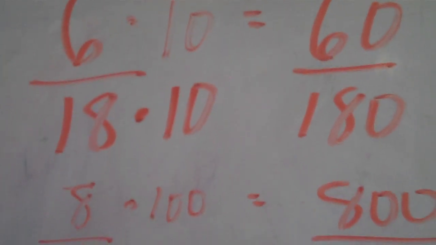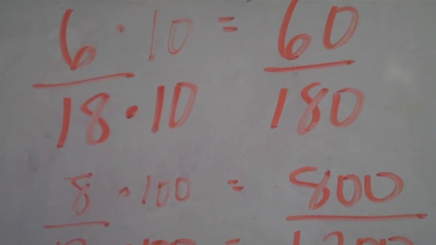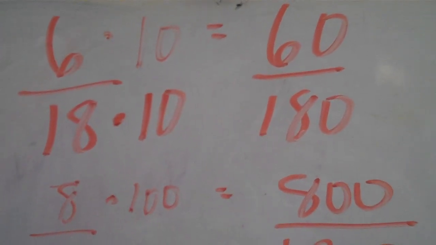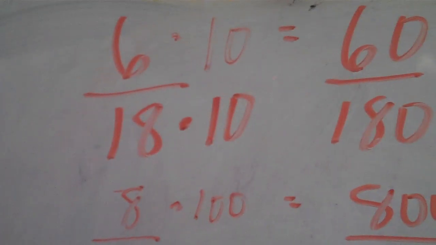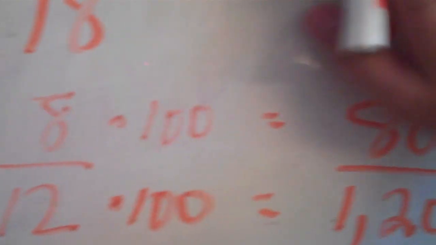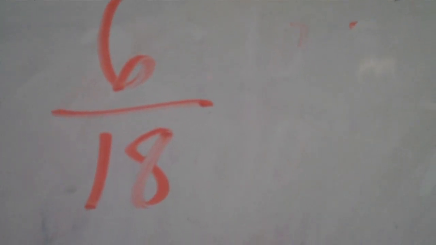Okay? So that's how you do equivalent fractions using multiplication. You choose any number greater than 1, multiply the numerator and denominator by that number, and what you get is your new fraction, which is also equivalent to your original fraction. Now, that's with multiplication. Division's a little different. With division, you can't just go all willy-nilly and pick any number you want.